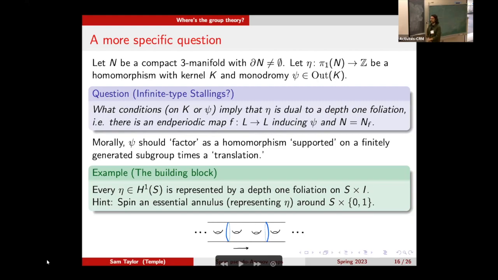And what's the monodromy? The monodromy is really simple. So here's my infinite type surface, just an example of what it might look like on a closed surface. And in this case, the monodromy is just the shift map. The end-periodic map is just, I don't know, the one you see, right? The one where you grab a handle and just move it some number of units to the right.